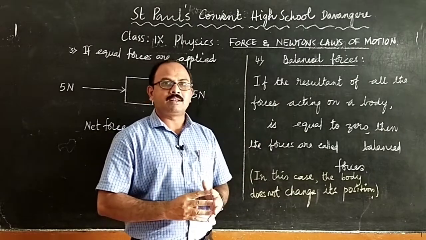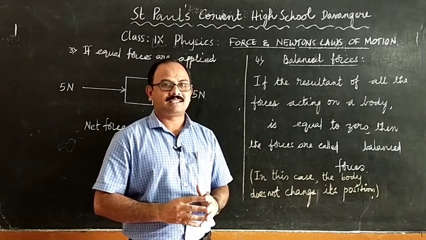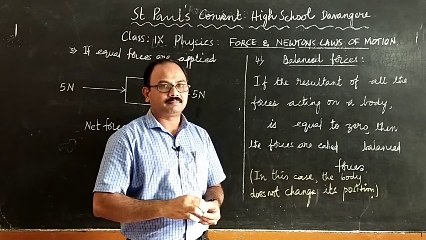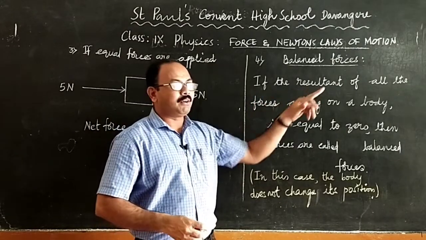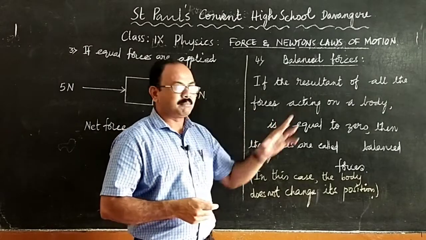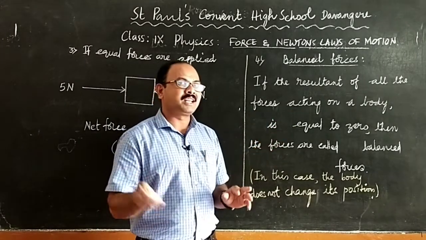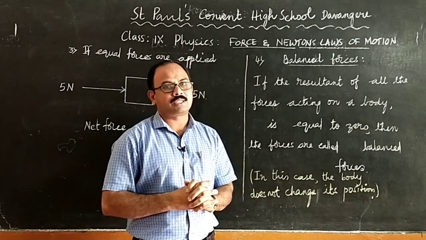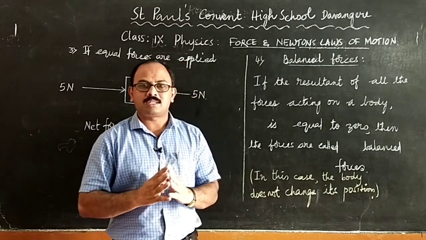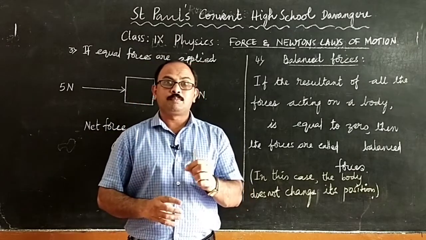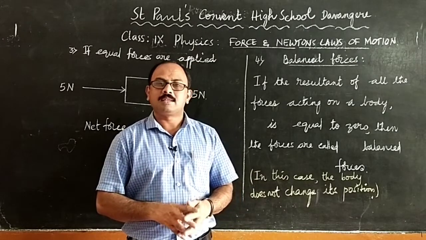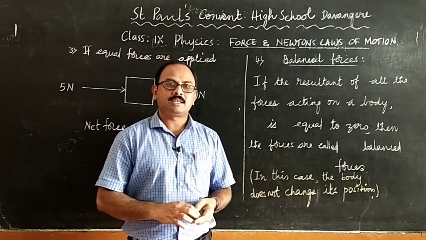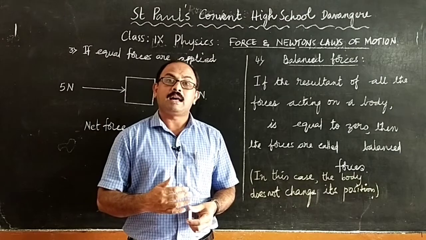To its opposite one, unbalanced forces. Only a small change is to be made in this statement, children. If the resultant of all the forces acting on the body is not equal to 0, then those forces are called unbalanced forces. When unbalanced forces act on an object, the object changes its position. These are the two things you need to remember, children. So this is balanced forces, and one more, what we have discussed now, is unbalanced.